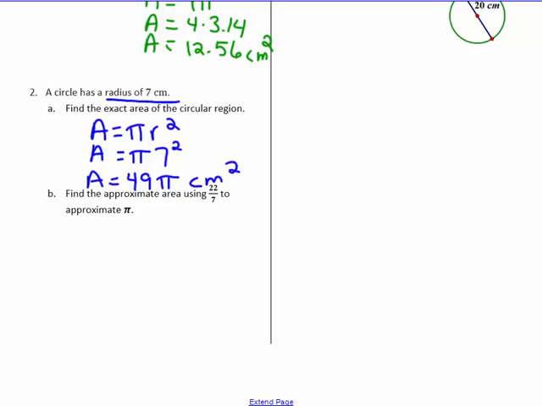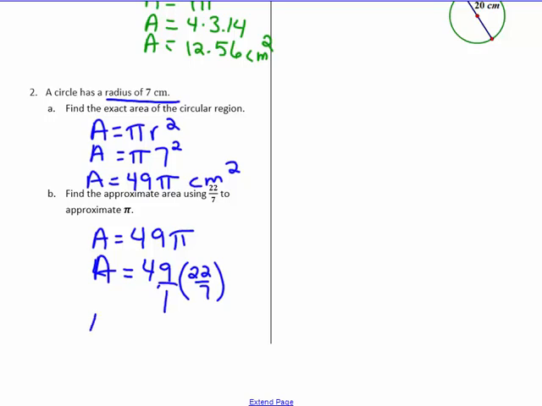Now they want me to use 22/7. Remember, we use 22/7 when I have something that can be easily divided by 7. So I'm going to start with my area, 49 pi. I'm going to take out pi and I'm going to put in 22/7. All right, I'm going to do this by hand so that you can see that it's not that difficult. 7 goes into 7 once, into 49 7 times. So then 22 times 7 is 154 centimeters squared. All right, not too bad, hopefully.